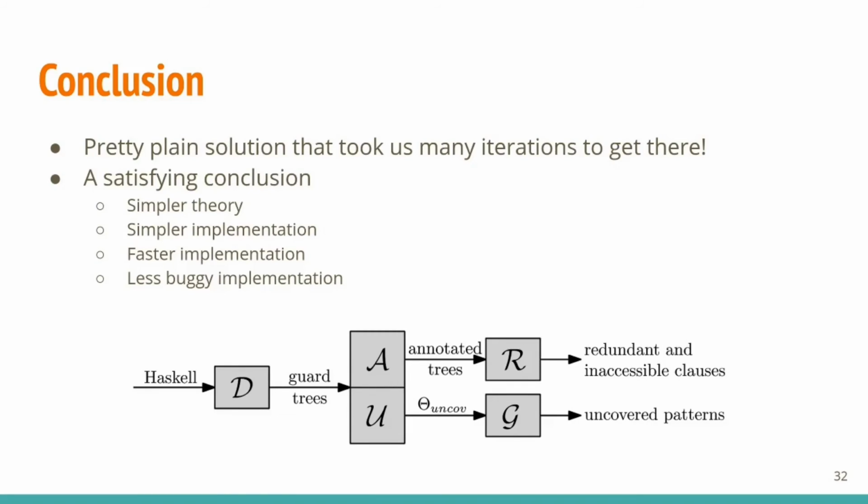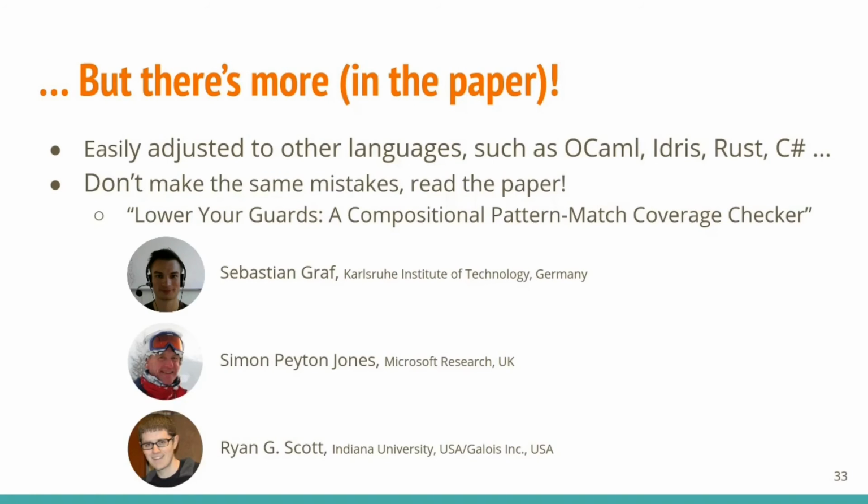In conclusion, we came up with what we find to be quite a nice solution to pattern match coverage checking. It took us many iterations to get there, but in the end it paid off. The end result is at the same time simpler to think about, simpler to implement, and executes much faster. The fact that we invented it for a lazy language shouldn't stop you from lowering your guards in strict or even mostly imperative languages. Just write your own desugaring function.